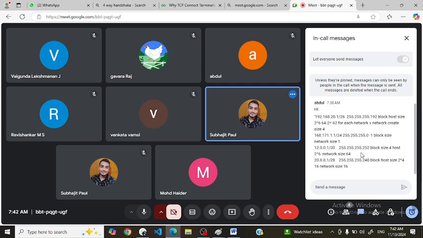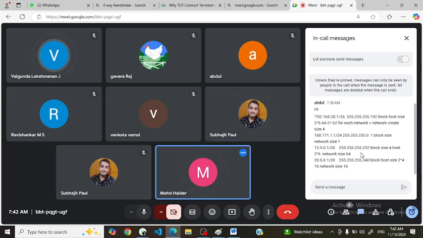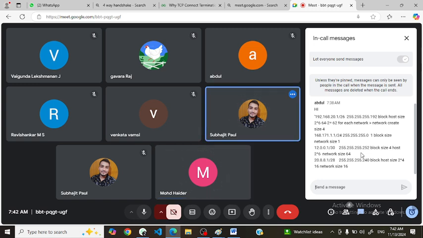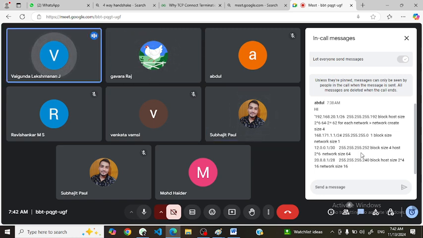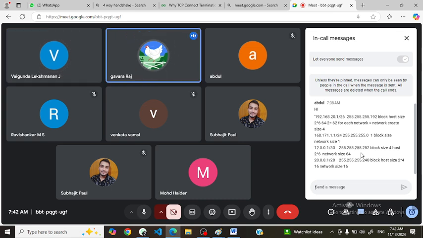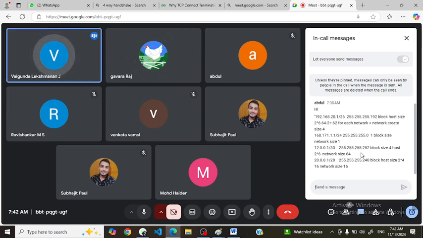Okay. Lakshman, what is wrong with the second one? Yes, sir, I'll check. Subhajit, what is wrong with the third one? Let me check. Ravi Shankar, sir, I think the second one is correct. No, the 24 subnet mask only. Sir, you are asking to check the 24 subnet mask, 168.171.1.1 slash 24? Yes, exactly.